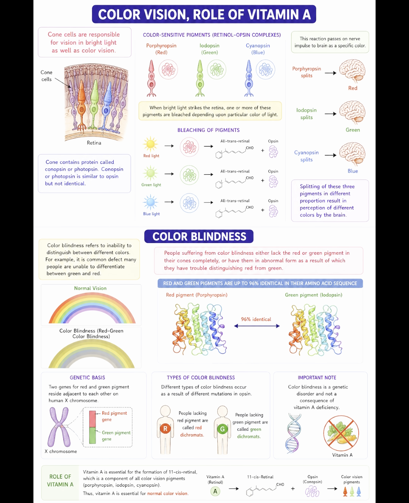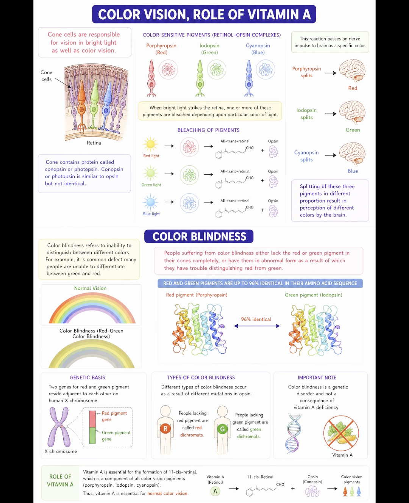So next is the color vision. What is the role of vitamin A in color vision? So cone cells are responsible for vision in bright light as well as colored vision. So cones contain a protein called conopsin or photopsin. So conopsin or photopsin is similar to opsin but not identical. The color vision is governed by color sensitive pigments: porphyropsin red, iodopsin green, and cyanopsin blue. All these pigments are retinal opsin complexes.